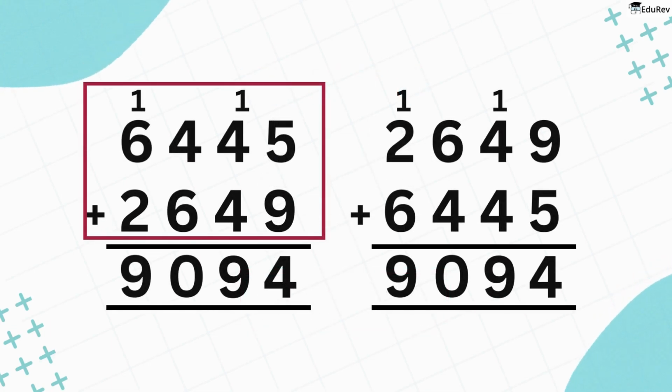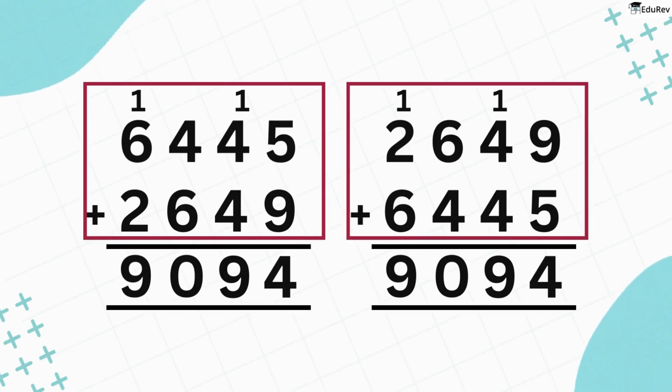We see that 6445 plus 2649 is equal to 2649 plus 6445 is equal to 9094. This proves the order property of addition.